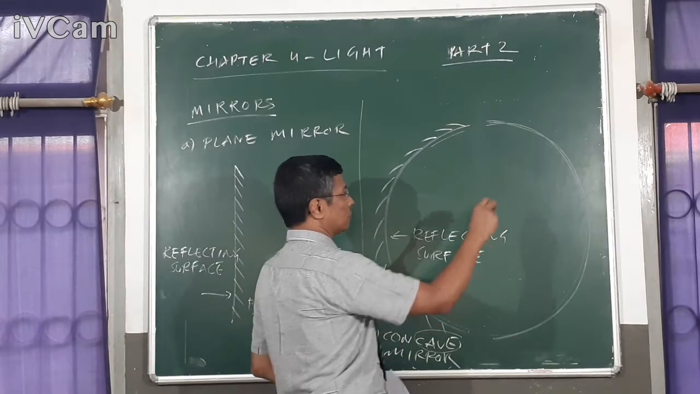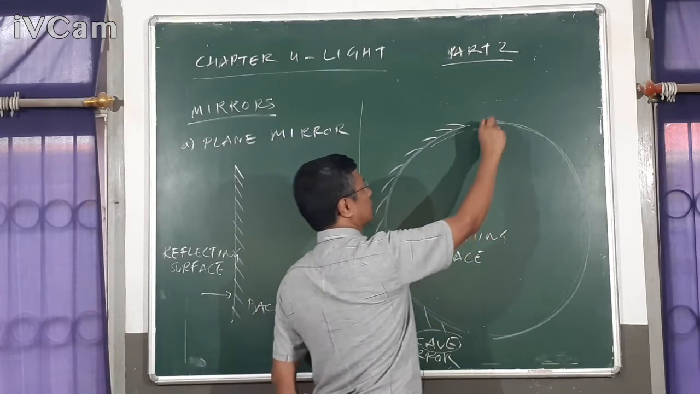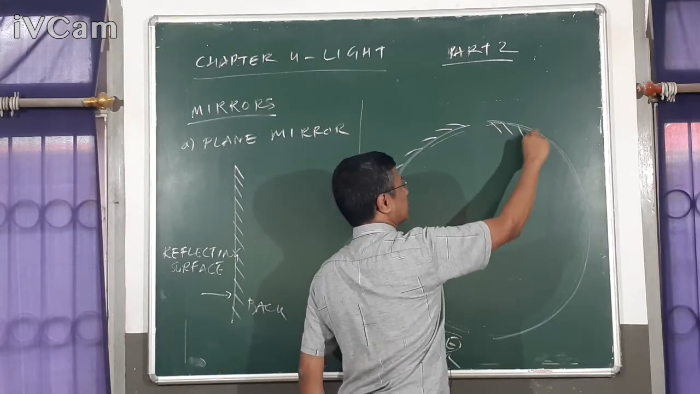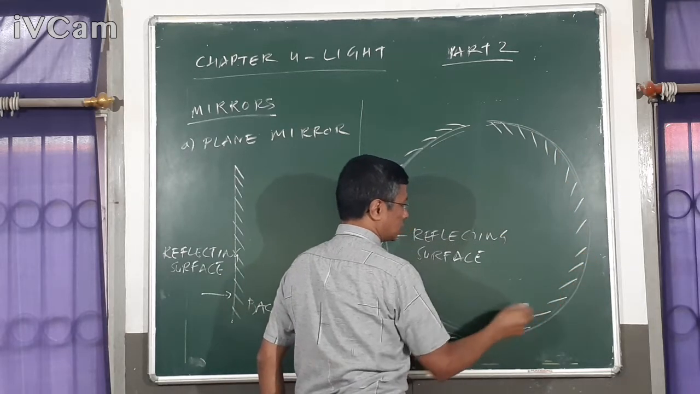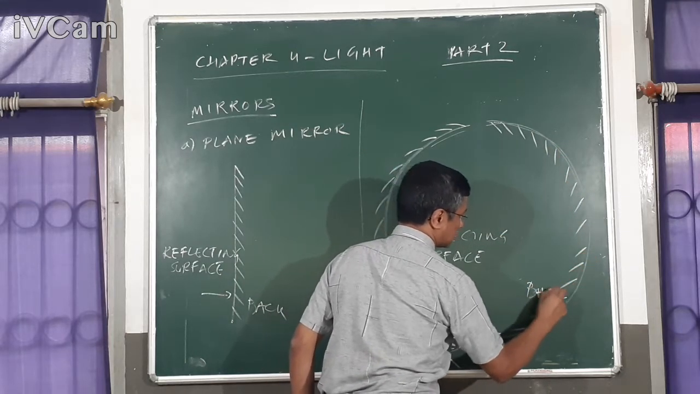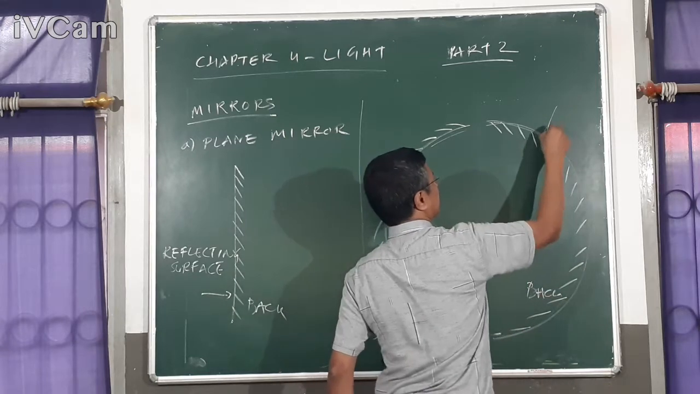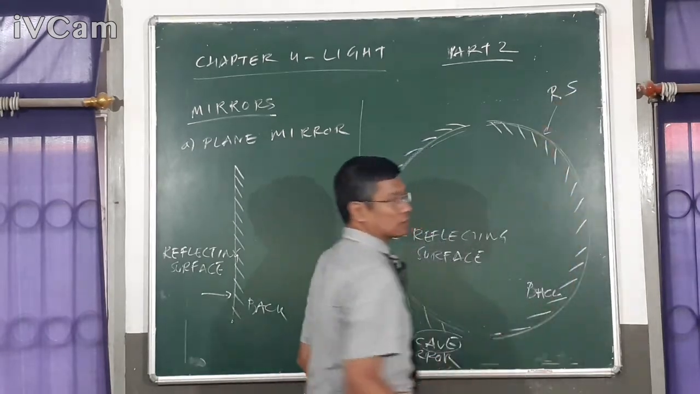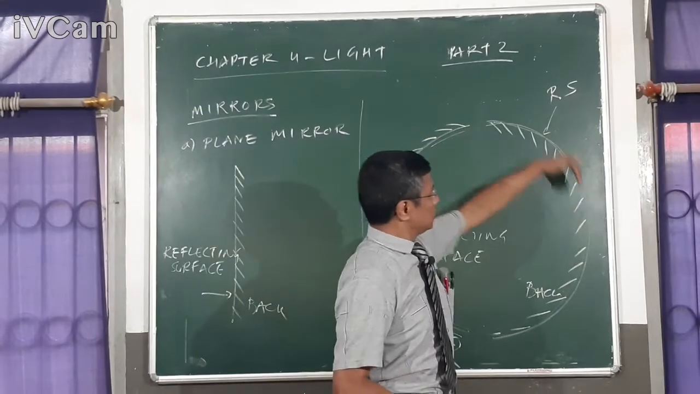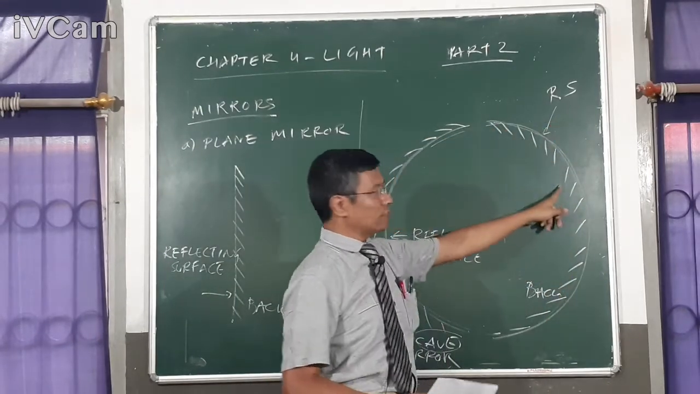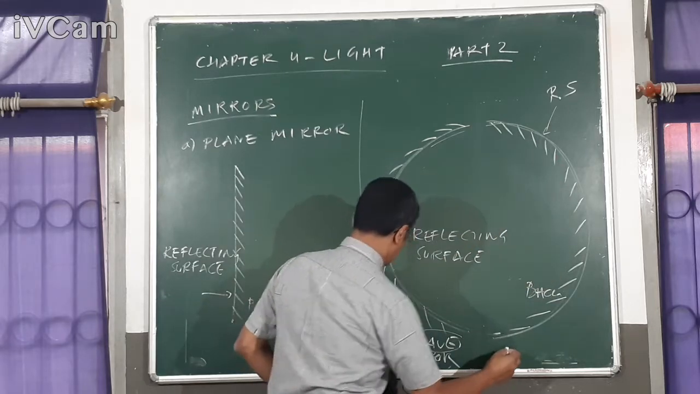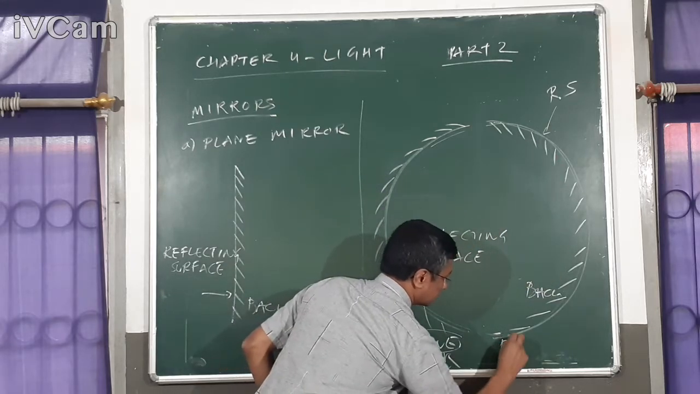The other kind of mirror: if you silver the inside of the mirror, this becomes the back of the mirror, and this becomes the reflecting surface. So as you can see, the outside surface becomes the reflecting surface. So this kind of mirror is called a convex mirror.